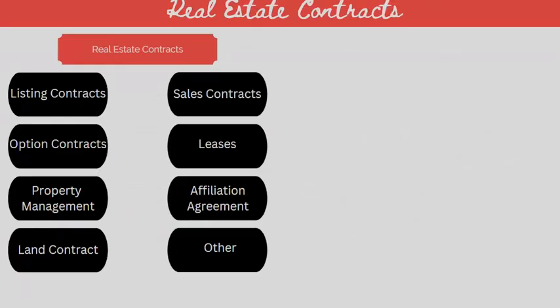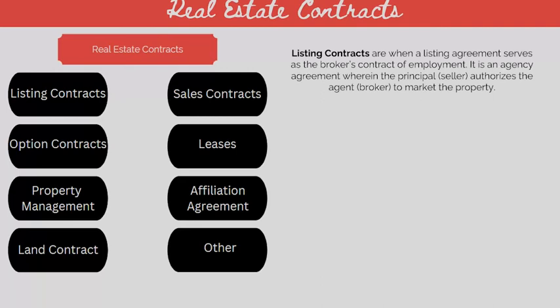Now let's move over to real estate contracts. We have listing contracts, sales contracts, option contracts, leases, property management, affiliation agreement, land contract, and other. Listing contracts: a listing agreement serves as the broker's contract of employment. It is an agency agreement wherein the principal, the seller, authorizes the agent, who's the broker, to market the property.